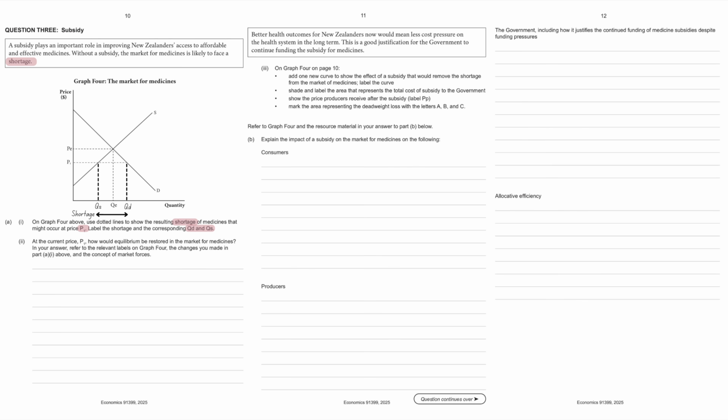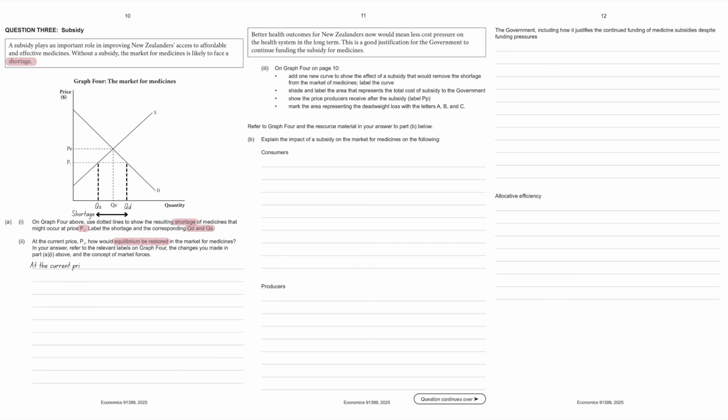Question AII says the current price is P1. How would equilibrium be restored in this market for medicine? In your answer, refer to the relevant labels on graph 4, the changes that you made in part AI above, and the concept of market forces. Now, this is a very classic question that you're given in the exam. Either there's going to be a shortage or a surplus, and you have to talk about how equilibrium is restored. So it would be worthwhile memorizing a model answer for these types of questions.